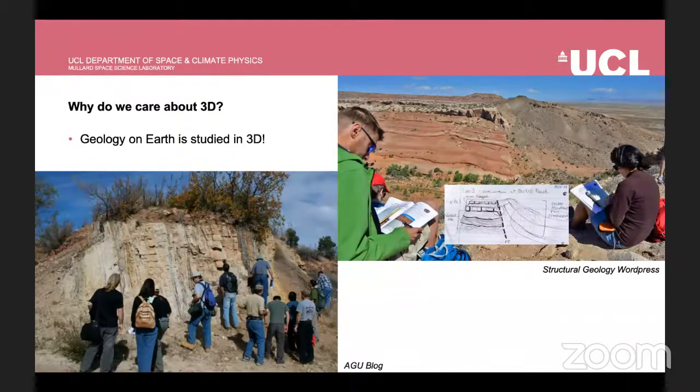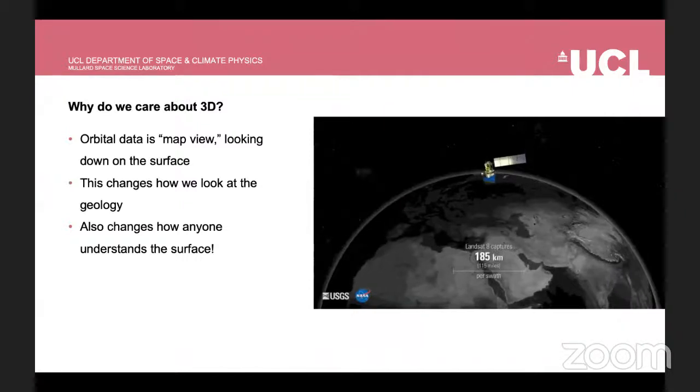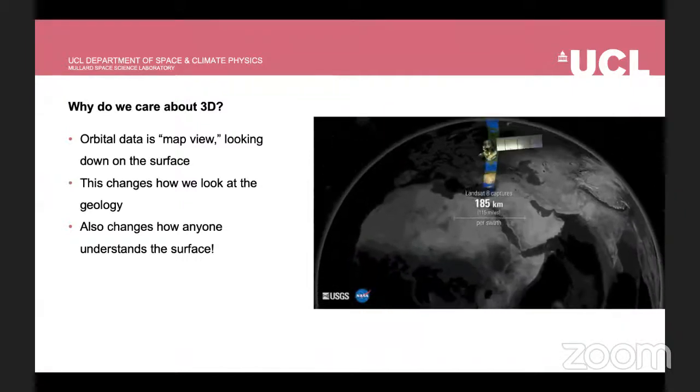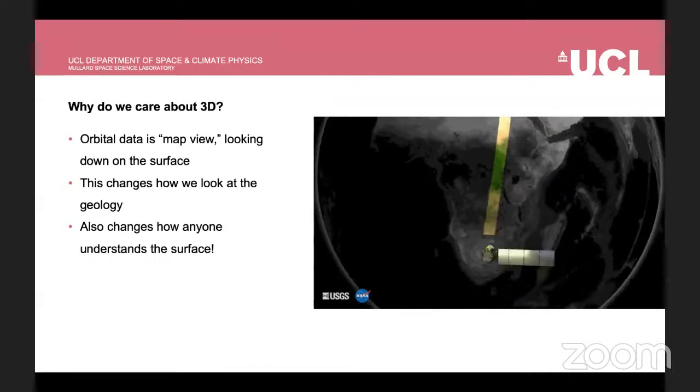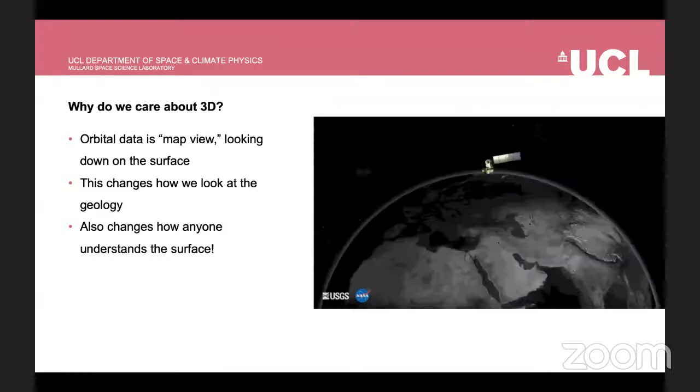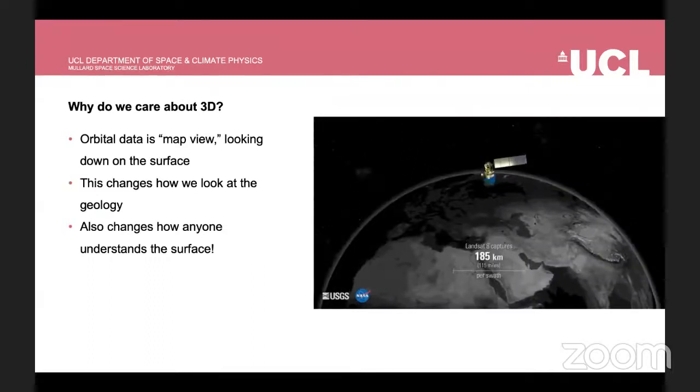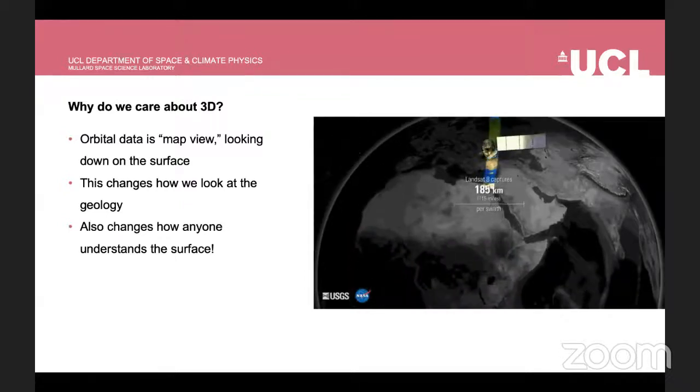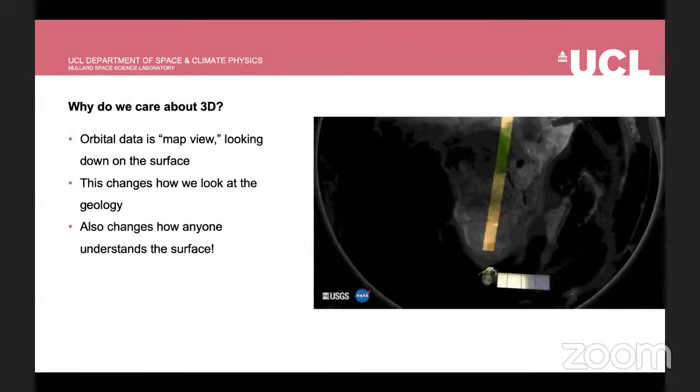And all of this is done in 3D. So we as human beings are on the surface of a planet and we look at these things in 3D and we understand them in 3 dimensions. But planetary science is really difficult because all of our data actually comes from space. So aside from Mars rovers, our images of Mars, for example, are actually taken from orbit.